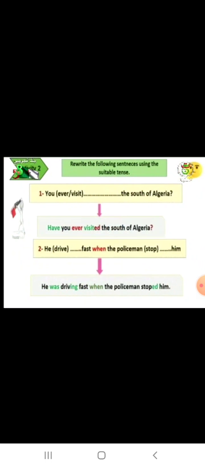The first one, here we have the subject or the pronoun he. Since we need to put the verb here in the past continuous, we need another helping verb, the auxiliary, to be. Good. In which tense? In the past simple. Good. So he with was form. So he was driving fast when, and here comes the interrupting action, and it must be in the past simple tense. The policeman stopped him. Very good. Next.